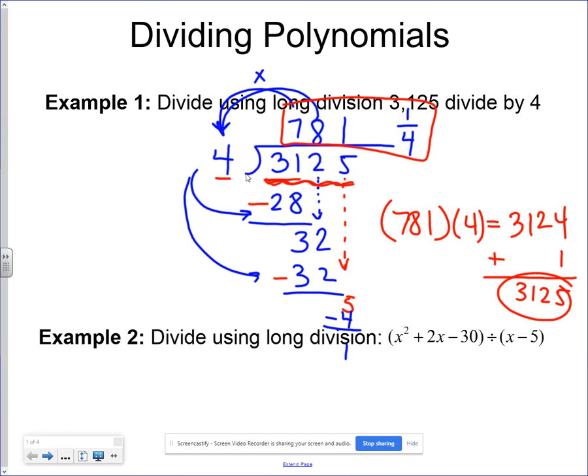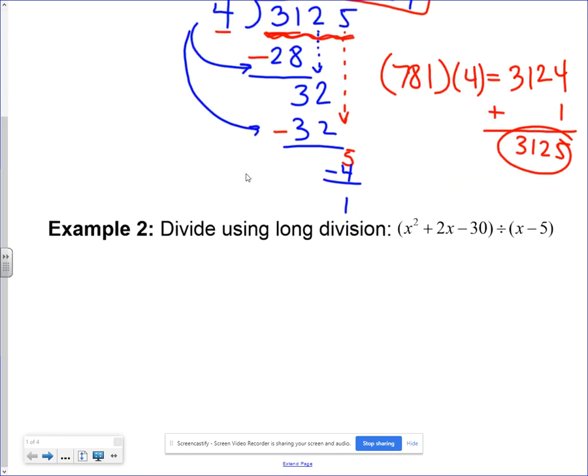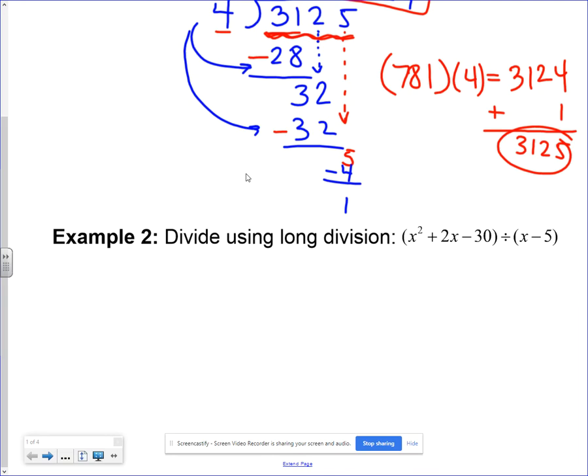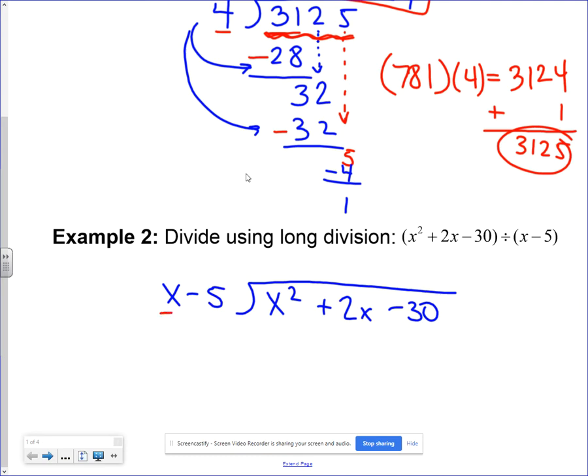Right, so now we're just going to do that same process, but we're going to do it with variables and exponents. So it's nothing new, it's the same method. So we're taking the quantity x squared plus 2x minus 30 divided by x minus 5. So we're going to draw our division. I'm going to put x squared plus 2x minus 30 under it. What am I dividing by? X minus 5.